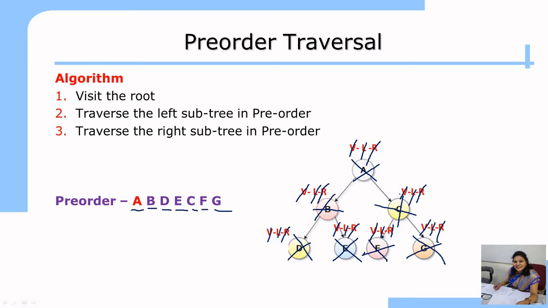So this is the sequence of the pre-order: A, B, D, E, C, F, G. You can see that A is the root node, which is at the first location. In pre-order it is at the first, in post-order it is at the last, and in-order it is in the middle. So this is the algorithm for pre-order, and this is a sum for the pre-order.